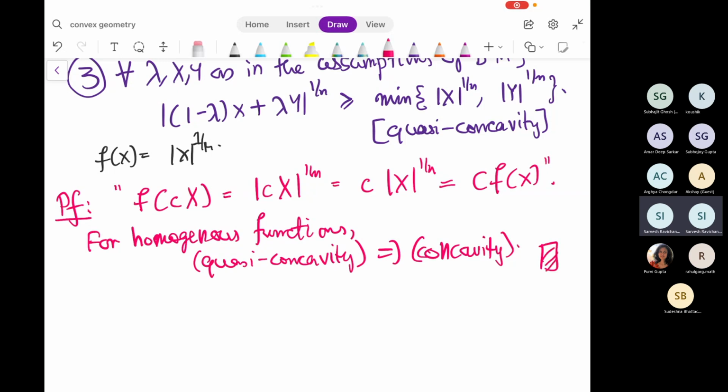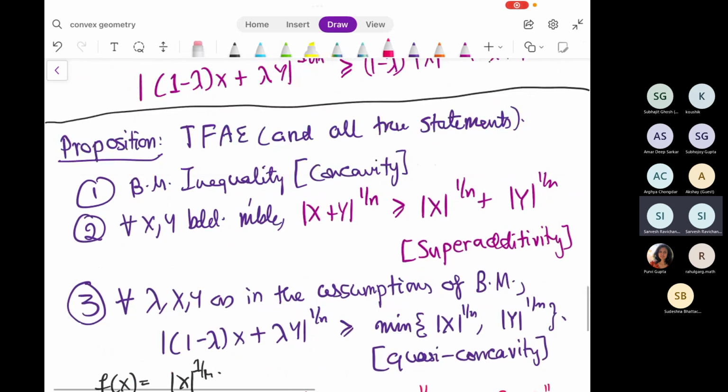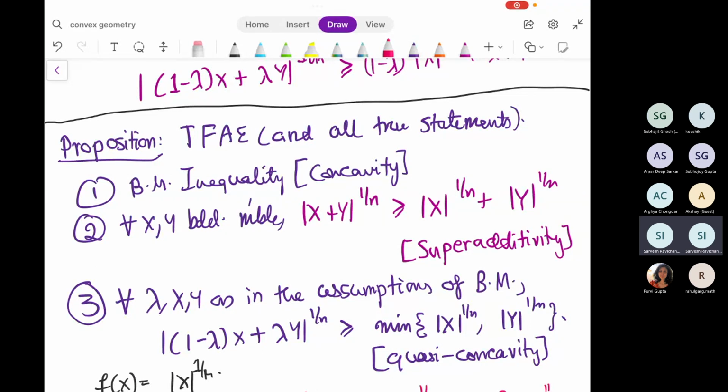But the interesting thing is that I want to come to these three statements, 1, 2, and 3, and quickly give you an idea of why they're also special. Well, the Brunn-Minkowski inequality, of course, is concavity of f. That's great. Superadditivity is great because if you think about it, you've gotten rid of the lambdas. There are no more lambdas involved anywhere here. You're just dealing with two sets, x and y, to the 1 by n. And all you're saying is that it's a superadditive function. So it's really easy to express.